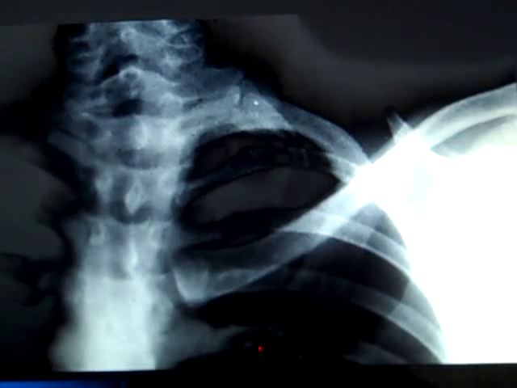I've seen it really all three ways: it just floats and does not articulate with anything, I've seen it articulate with the first thoracic rib, and I've also seen it go under the clavicle and articulate with the manubrium portion of the sternum. This concludes the tape on cervical ribs.